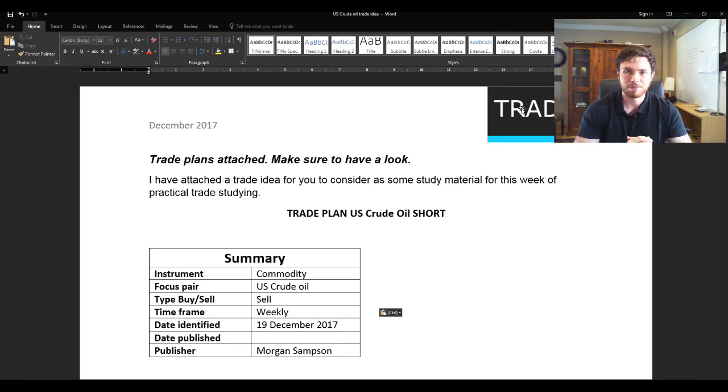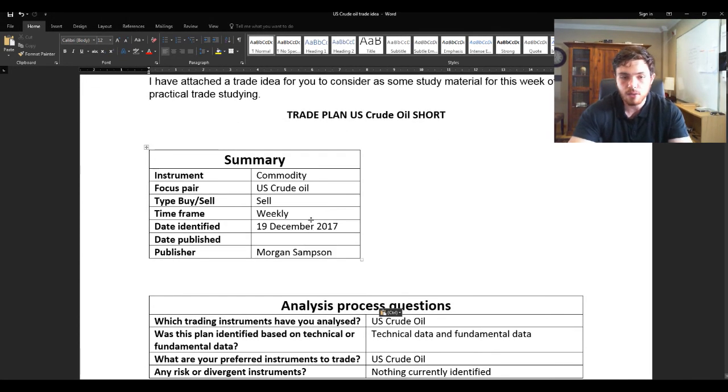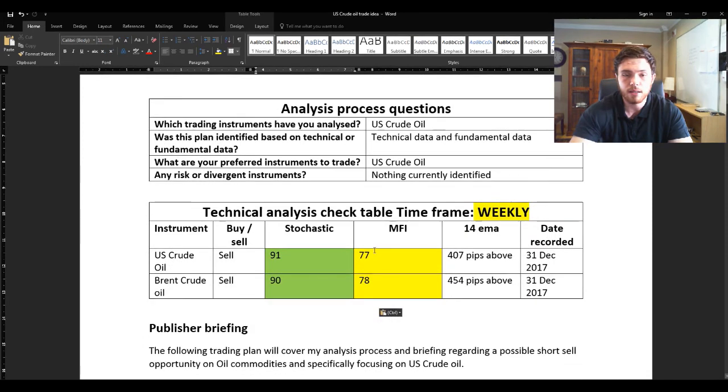But let's get started. Okay, so in this video, we're just going to be covering what I have found on US crude trading. The instrument is a commodity. The focus pair is US crude oil, so I'm focusing on US crude, not Brent crude. The time frame is the weekly time frame. I identified this opportunity on the 19th of December and I'm the publisher, so I haven't had anyone contributing to this trading plan. No one on my team, I've done this myself.